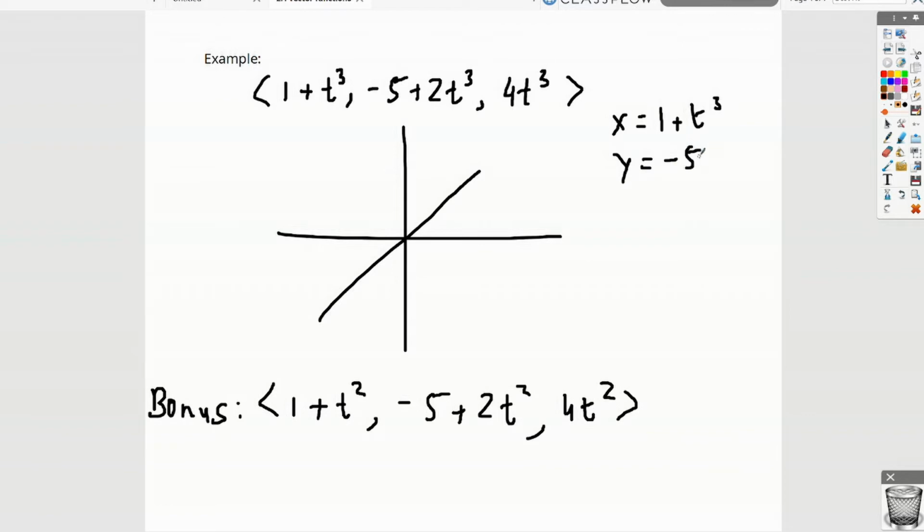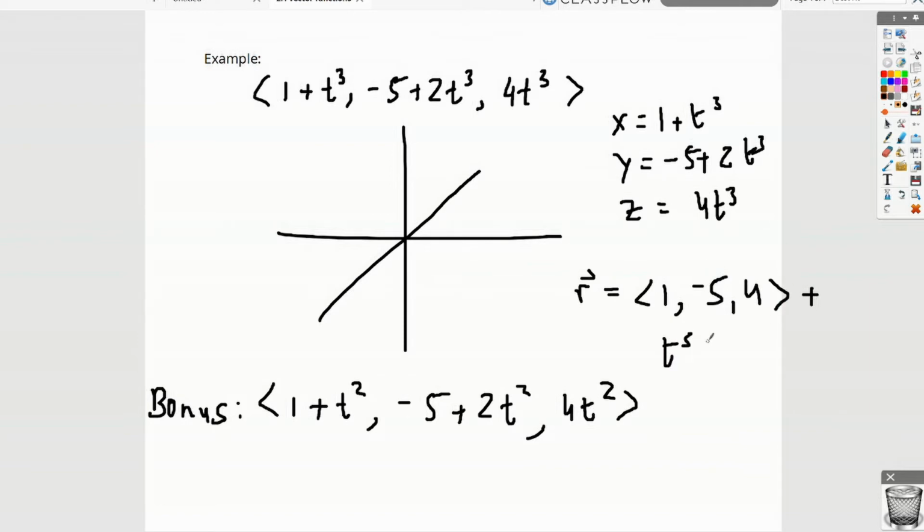minus 5 plus 2t cubed, 4t cubed. How you can rewrite this function is actually r is equal to 1, negative 5, and 4 plus t cubed times 1, 2, and 4.